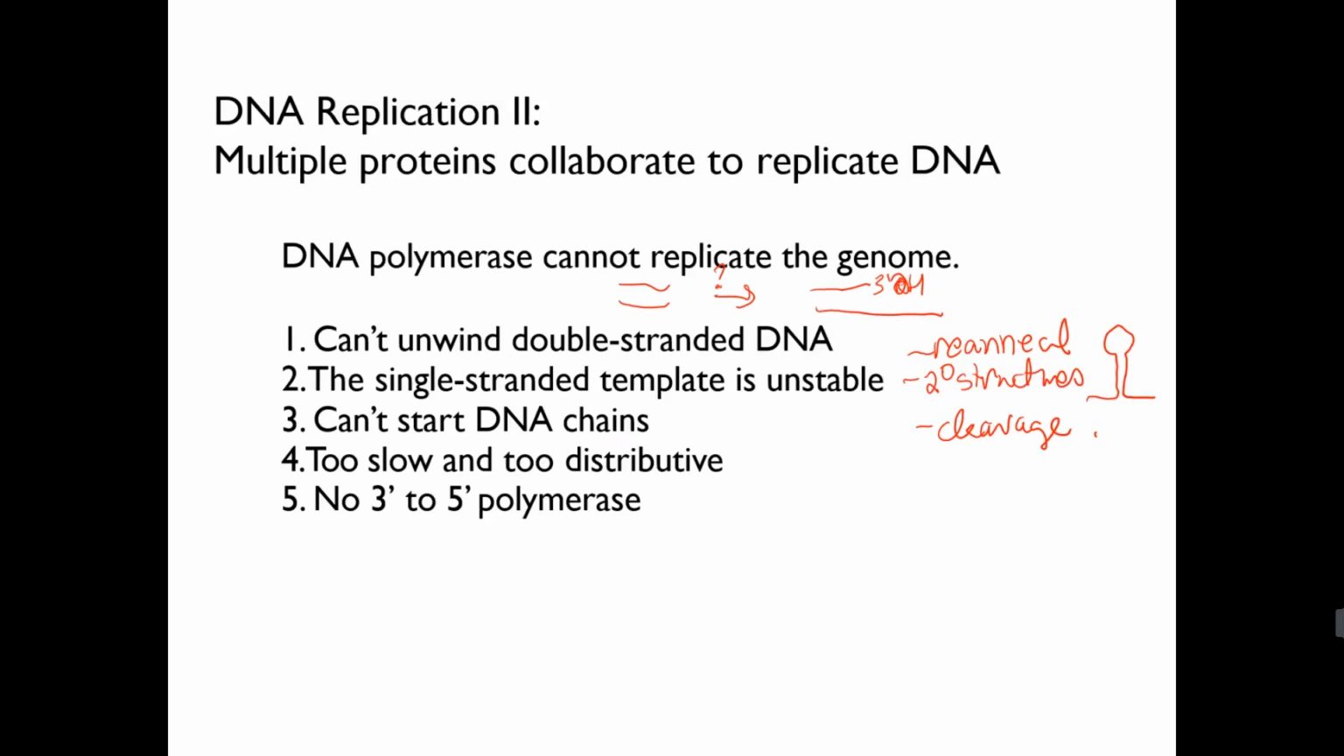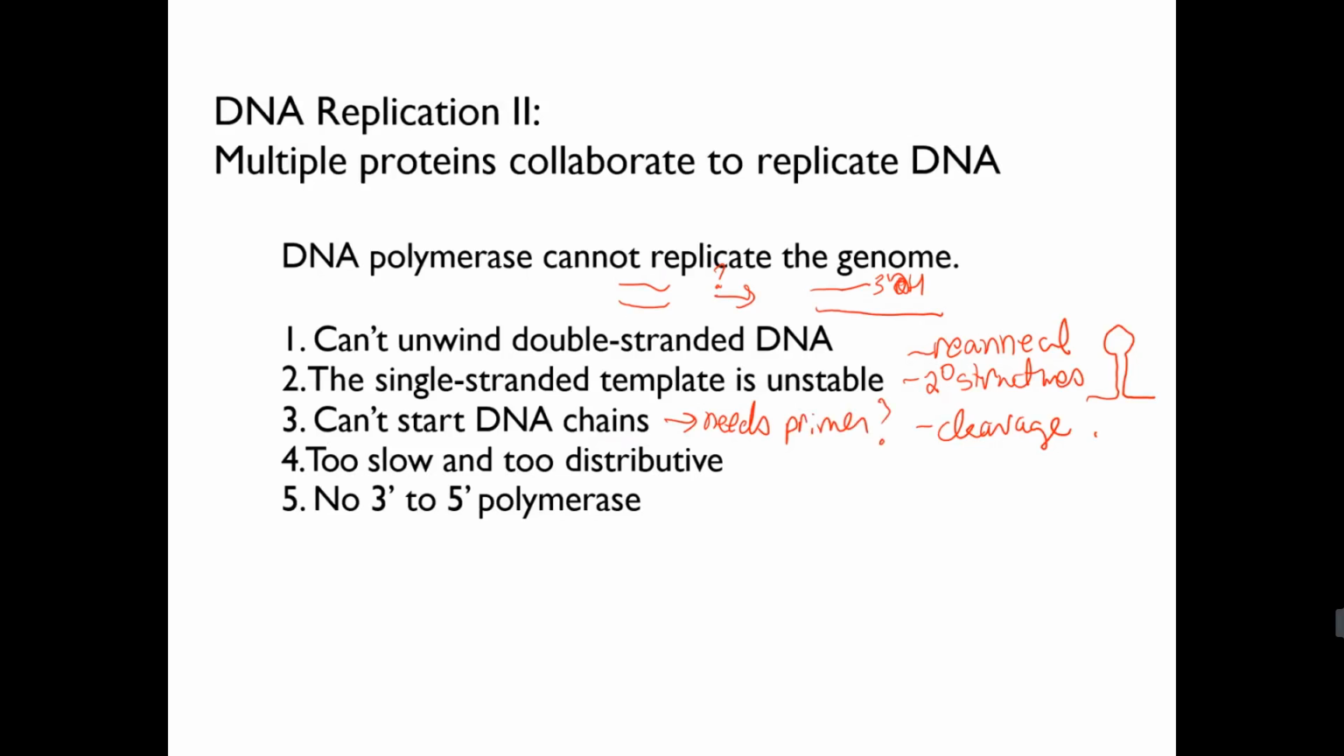Point number 3, DNA polymerase can't start DNA chains de novo, right? So it needs a primer from somewhere. So again, let's just highlight that, needs a primer. How does this get made? Who makes it? How does this even happen?